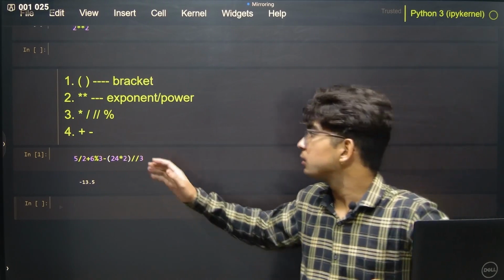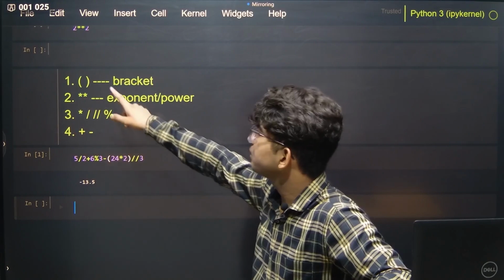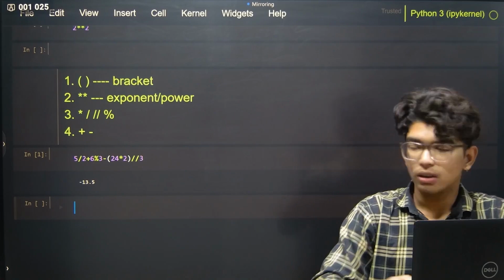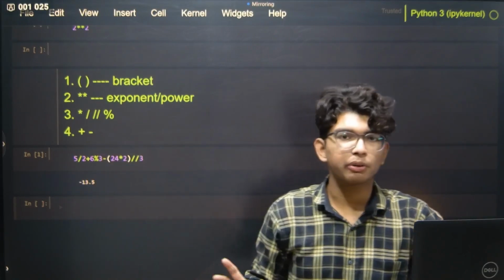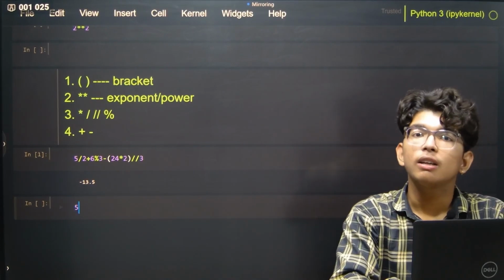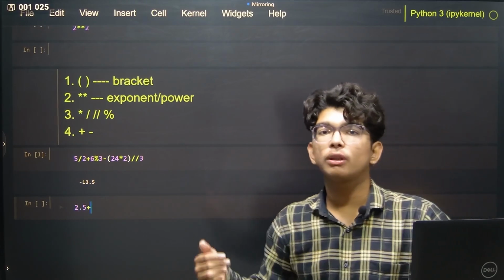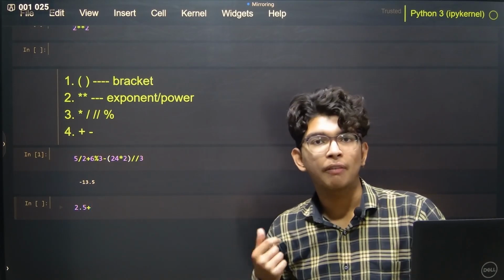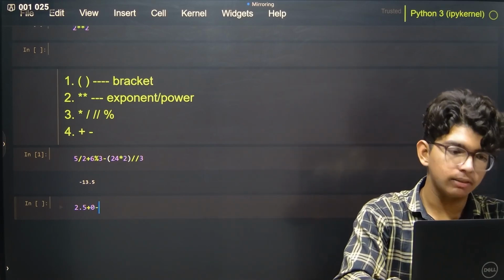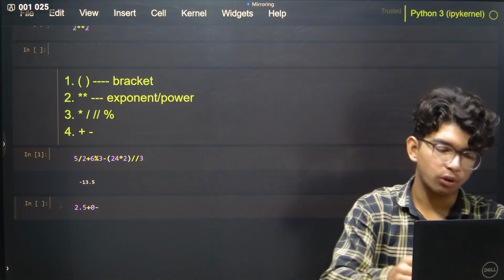If I just do it in this order, we have no exponent in this equation, right? We just have the bracket, these 4 things and these 2 things. So if I am just doing it, in programming the first thing will also get executed. So 5 divided by 2 is 2.5, then plus, then 6 modulus 3. As 6 modulus 3 has remainder 0, obviously, then 0 minus, we got 24 into 2. 24 into 2 is 48.